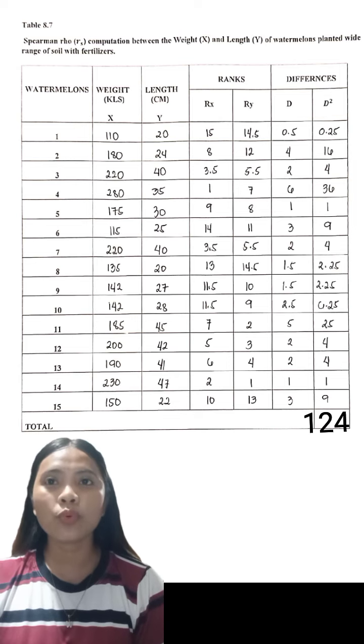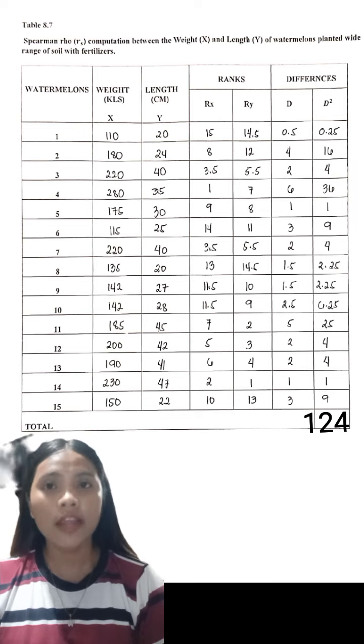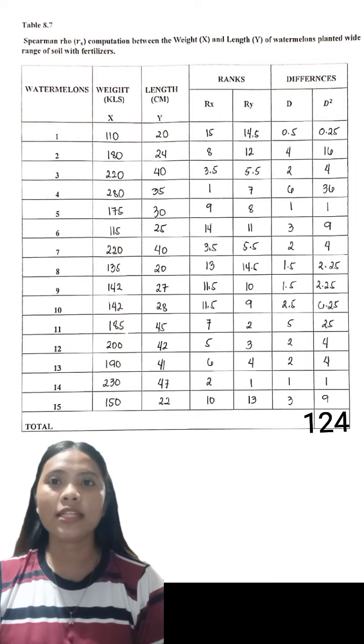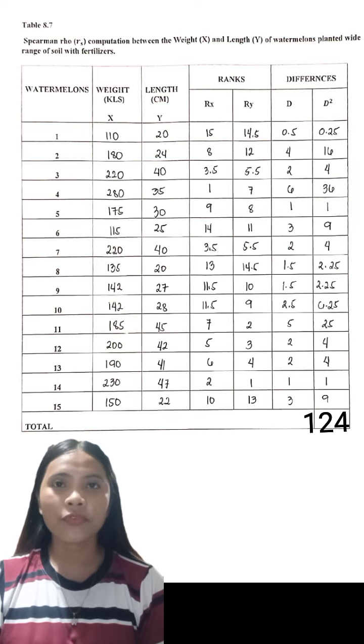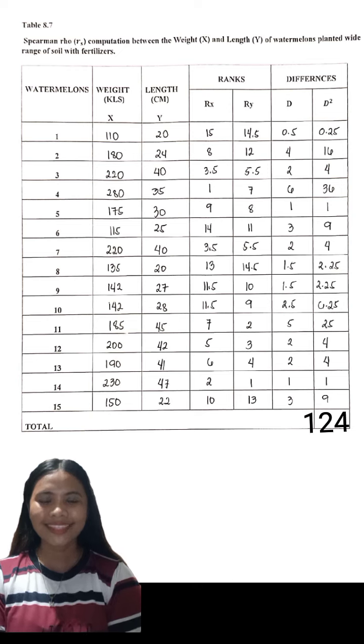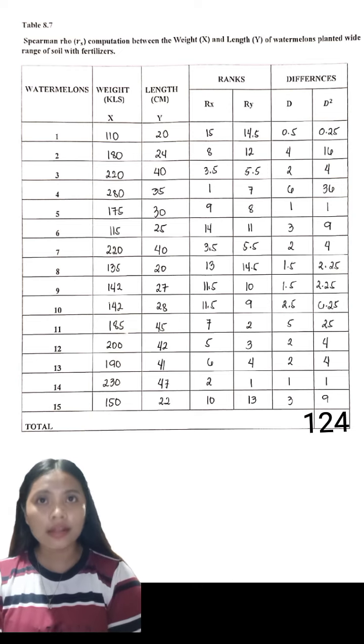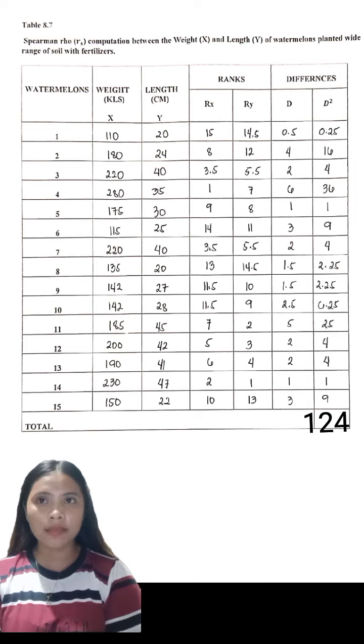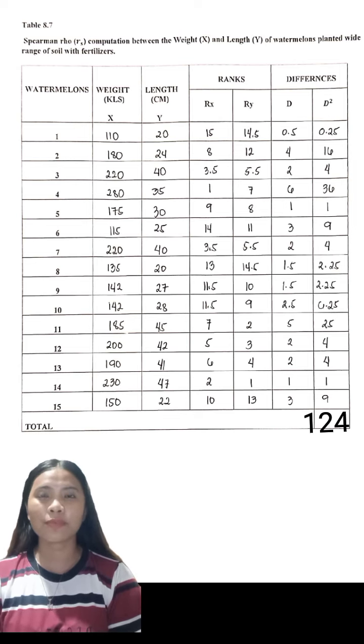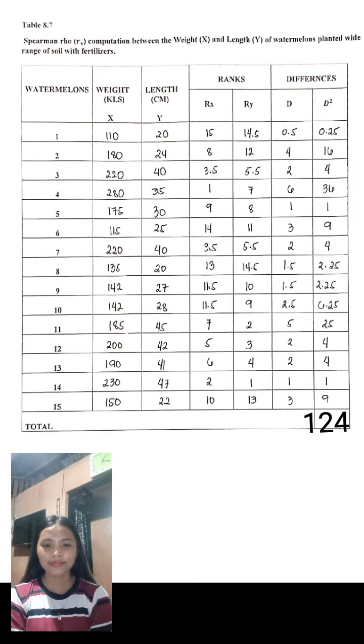You just need to arrange or organize the weight in ascending order or descending order from 1 to 15. For the next one, we have to rank the Y, or the length in centimeters of the watermelon. So we are going to arrange the numbers from the smallest to the highest number. You're just going to put rank 1, rank 2, rank 3, until rank 15.